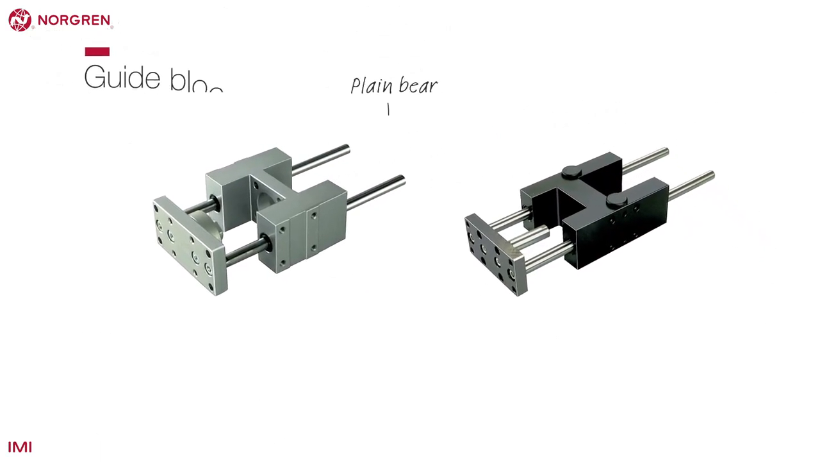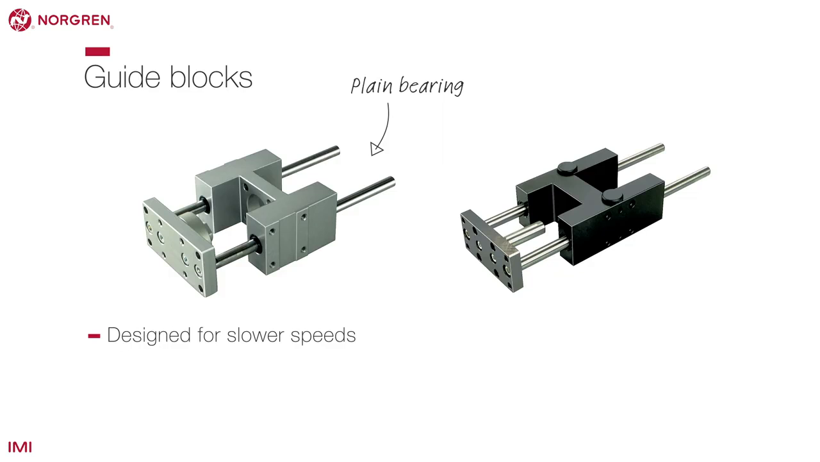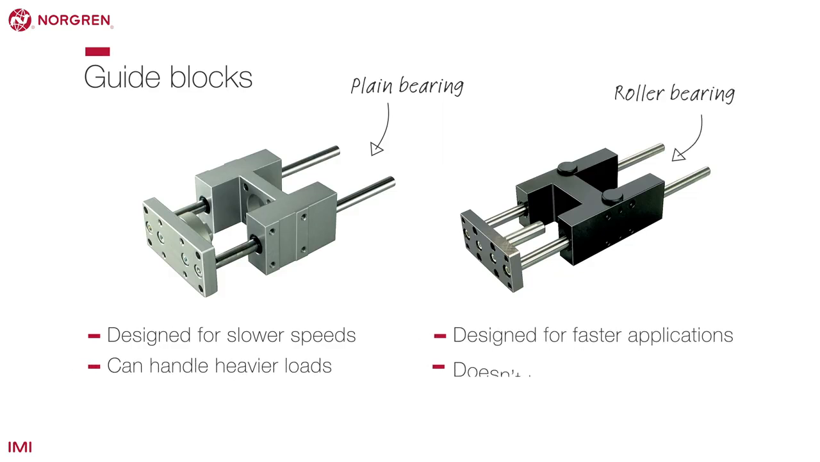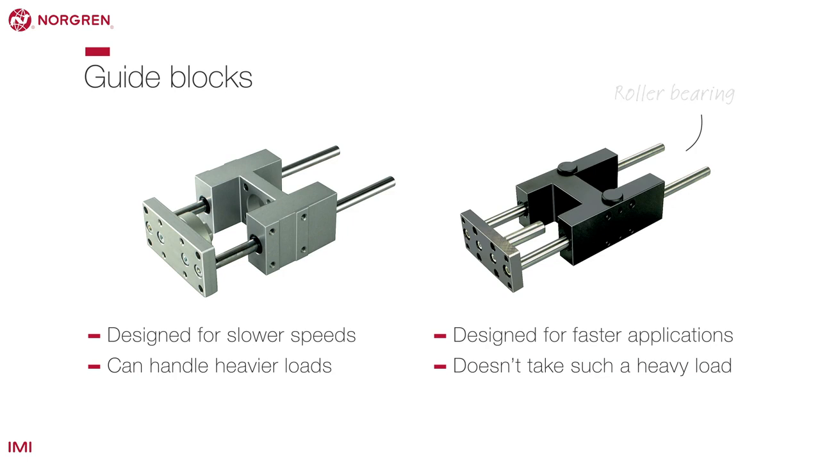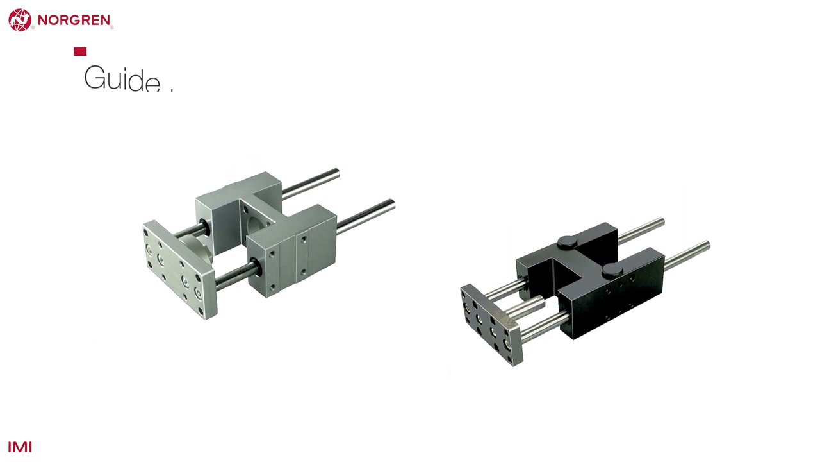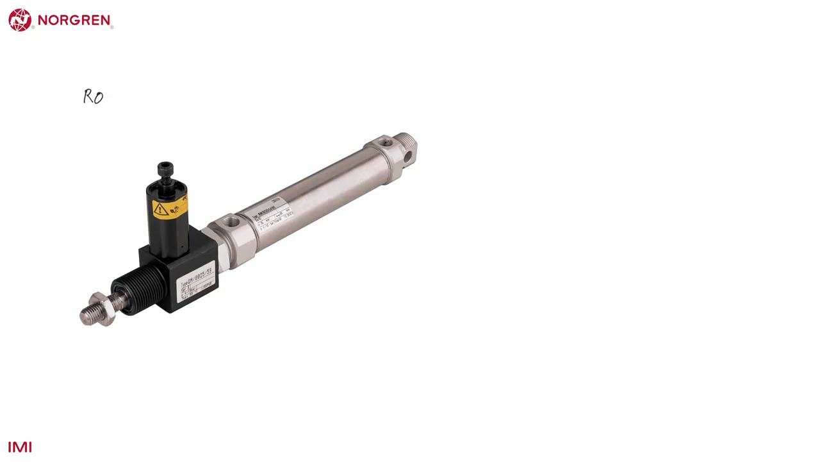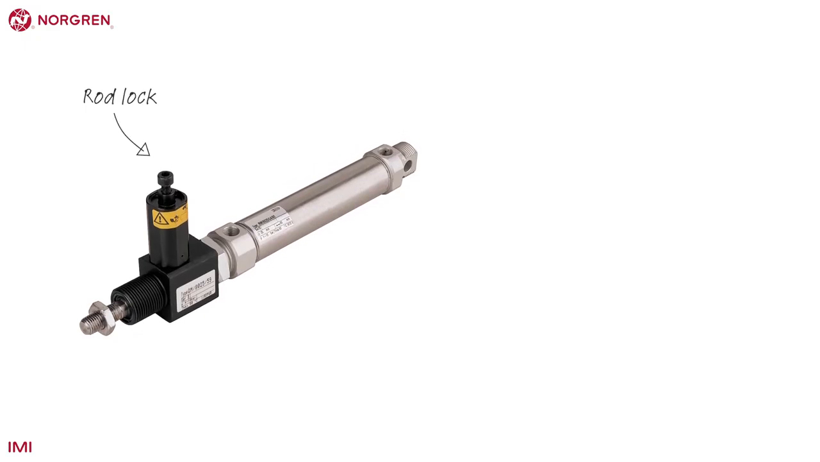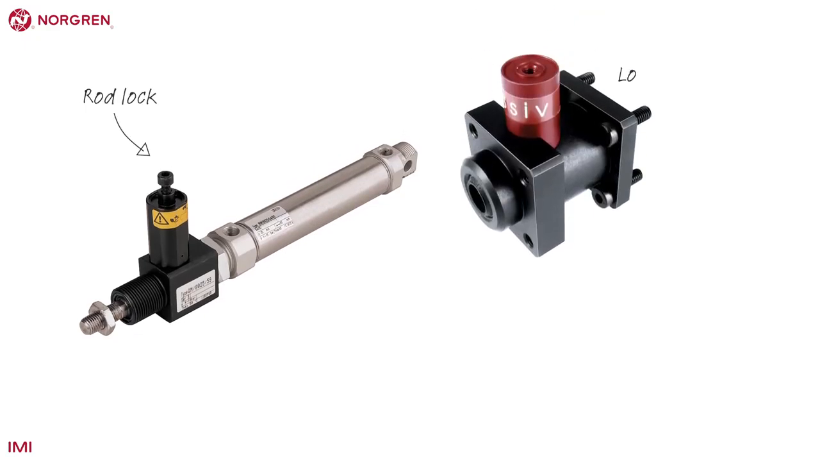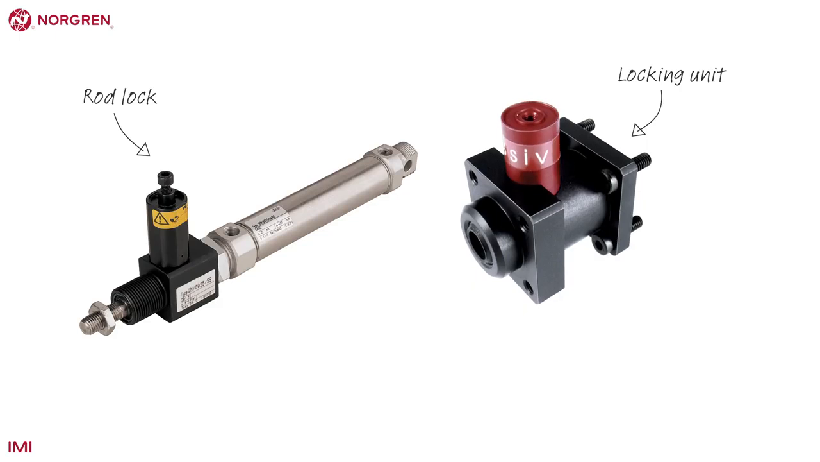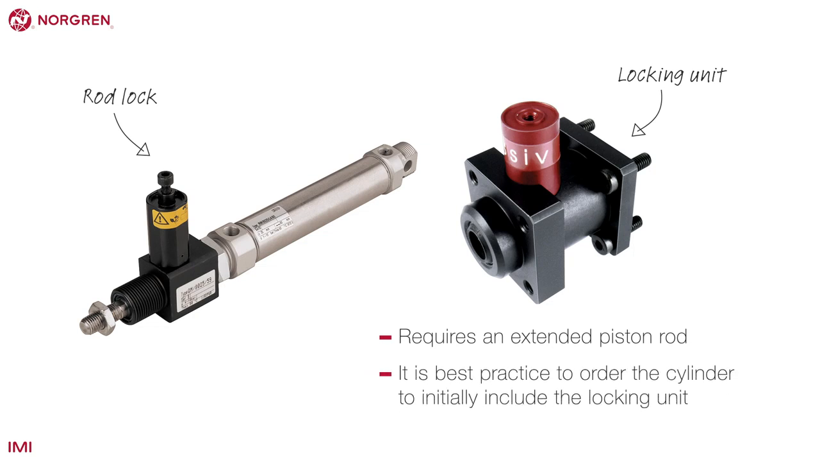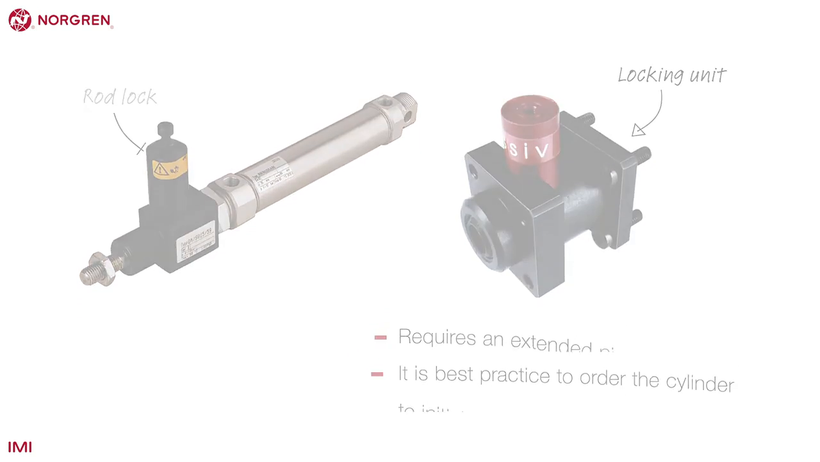A guide block can be used to enhance load performance on all ISO actuators. Some come with a roller bearing designed for faster applications, but they can't take such a heavy load. A rod lock keeps the piston rod on an ISO actuator in place and has both safety and process benefits. The locking unit requires an extended piston rod, so it is best practice to order the cylinder to initially include the locking unit.